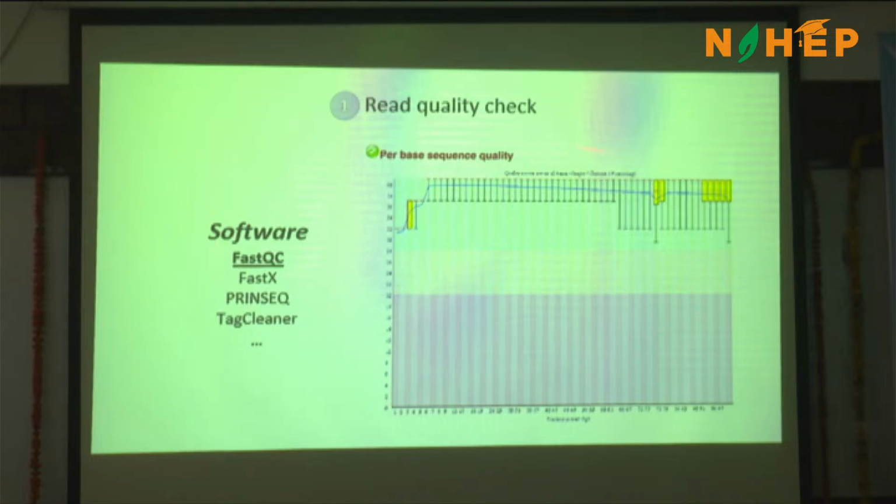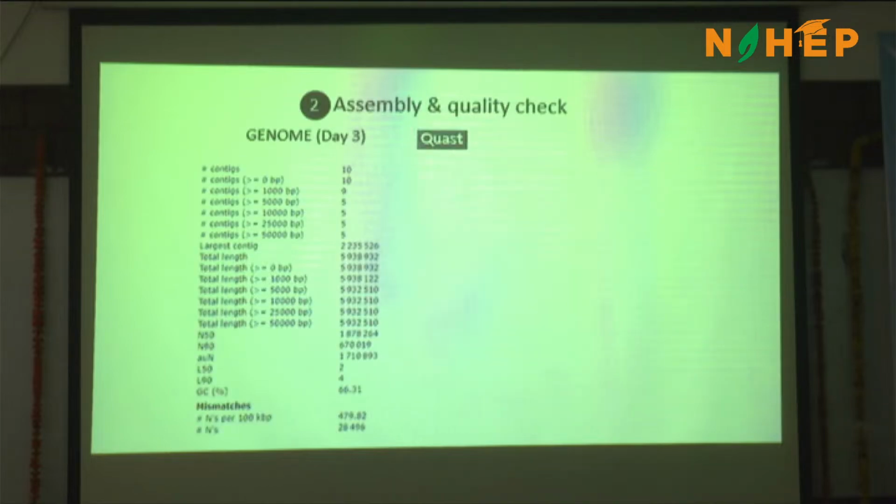This is a slide that Victor showed. You can see the quality of your base calling, and we use FastQC in the examples that we saw the days before. And then we have the assembly and the quality check of that assembly. And I hope you remember this table. This is the same table I showed on day 3 for genome, which is the statistics table that QUAST gives you. And this is exactly the same one.